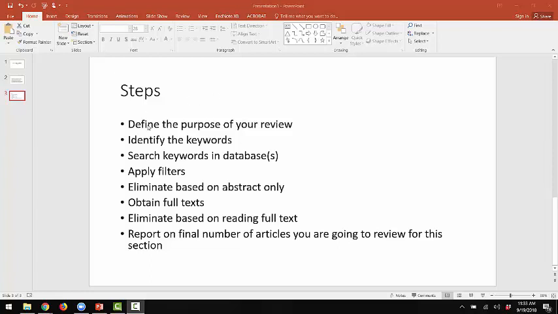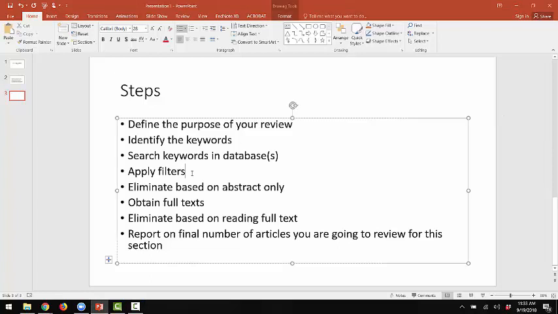So really the steps are to define the purpose of your review of the literature, identify your keywords, then you search those keywords in a database, apply any filters, which is also AKA exclusion criteria, eliminate. So you apply your filters, you got some articles there.